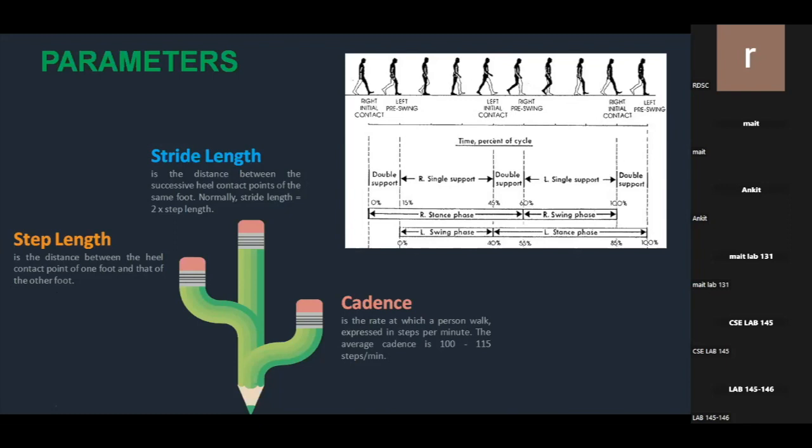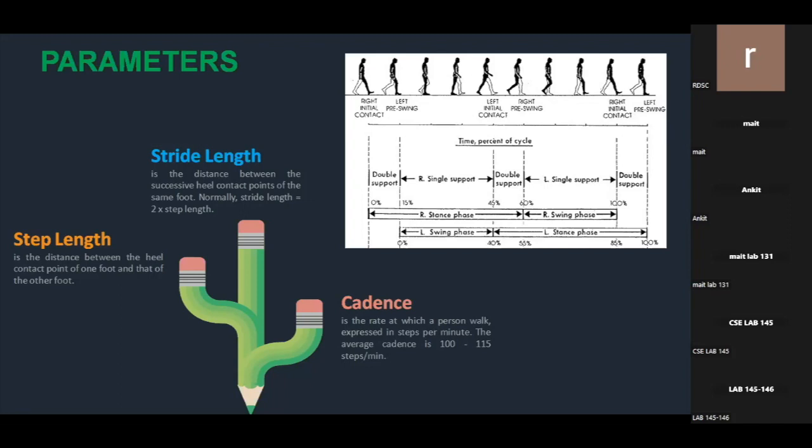In case there is any abnormality in the leg of the patient, you are able to see a difference in these values: stride length, step length, and the cadence, which is the rate at which the person walks, expressed in steps per minute. Average cadence is 100 to 115 steps per minute. So if we identify that these parameters are not in the normal range, then there must be some abnormality, and this is actually used by the physiotherapist. But our motive is to identify the performance of our Jaipur knee.